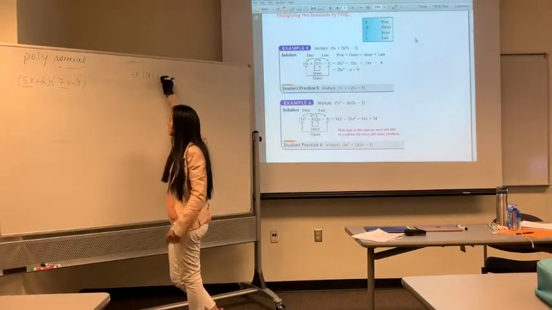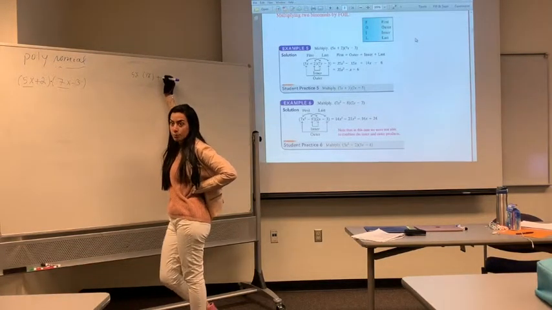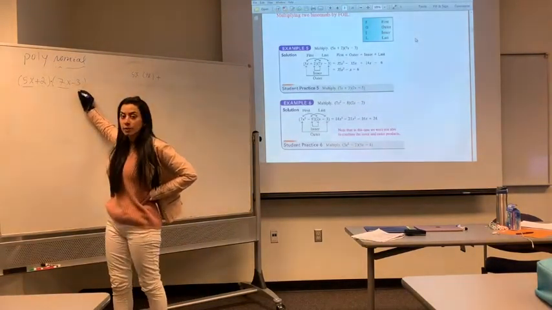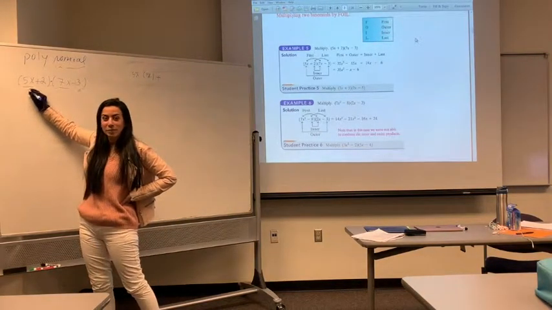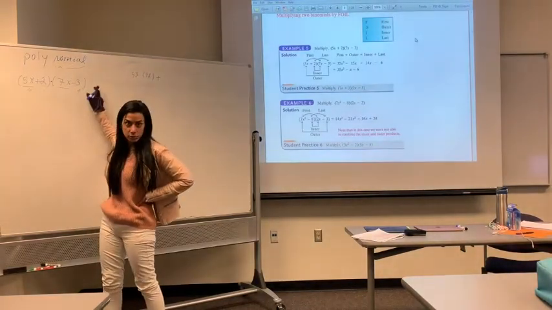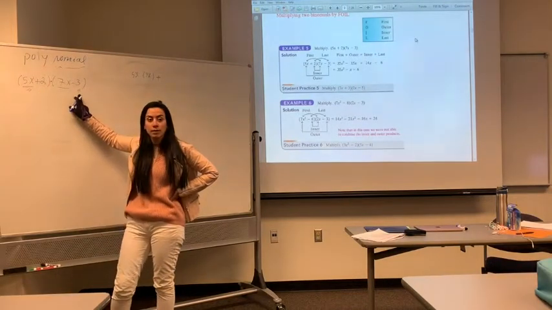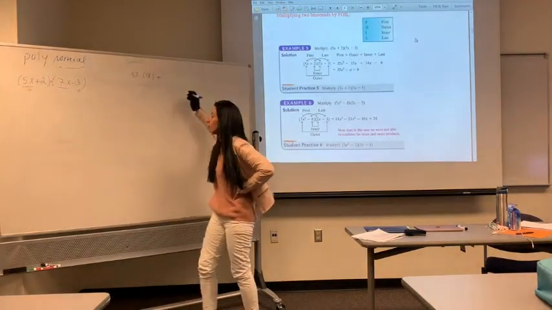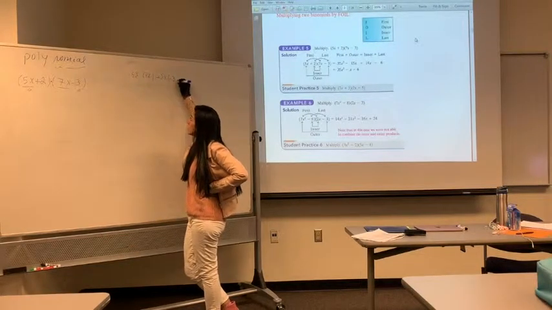Then FOIL, O. O means outer. So this one and this one, right? Because these are far from each other, they are on the outside. So you are going to multiply these two in the second step. It will be 5x multiply negative 3.